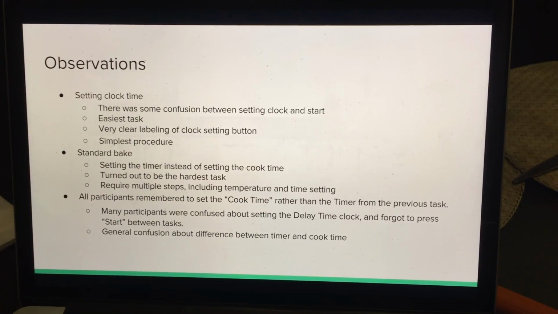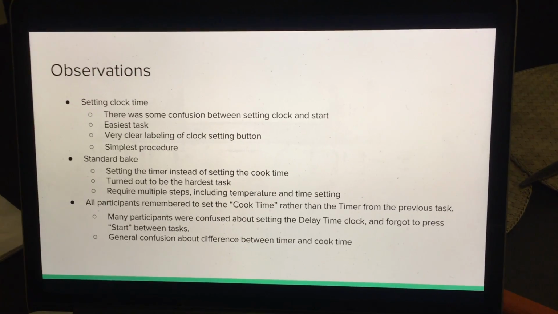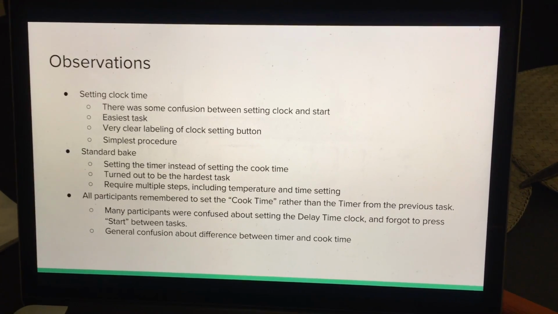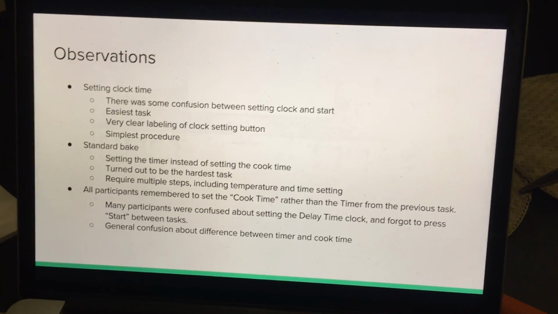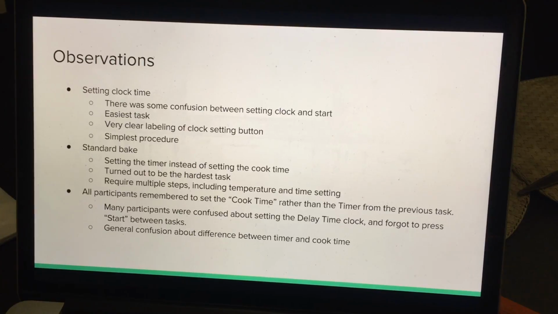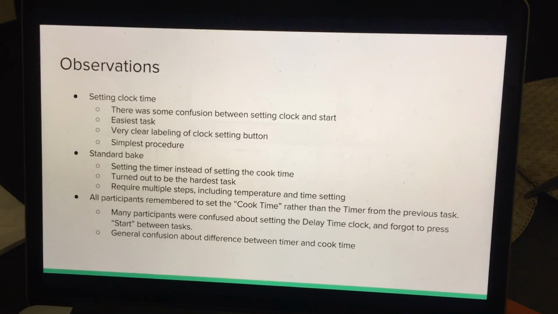The observations are that the clock setting task, the first task, was designed to be our easiest task, and based on our numbers compared to the other tasks, it did have the quickest average time completed and lowest error rate.